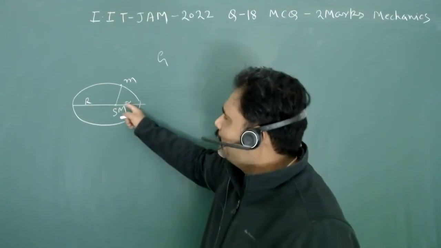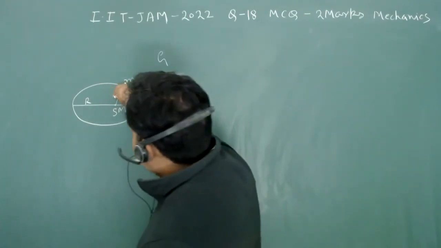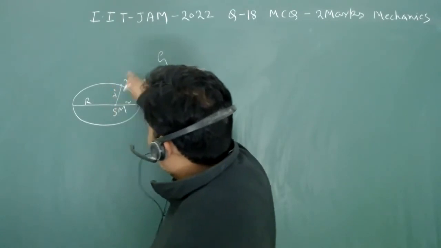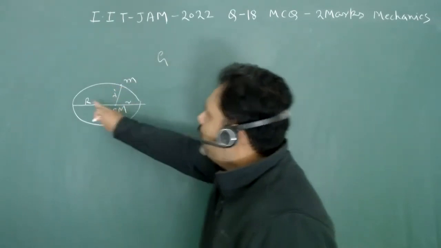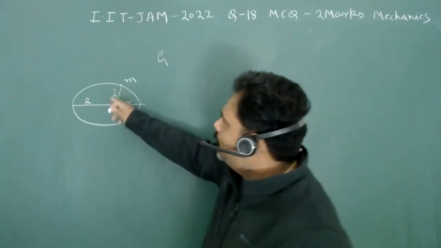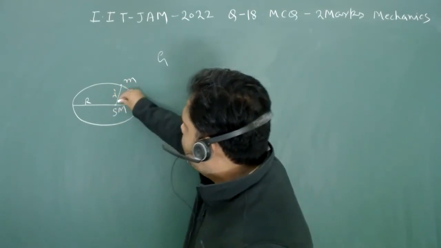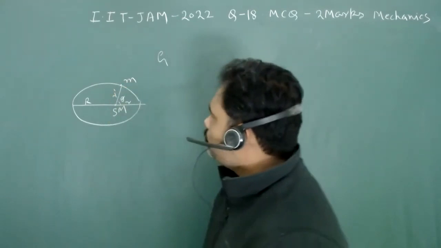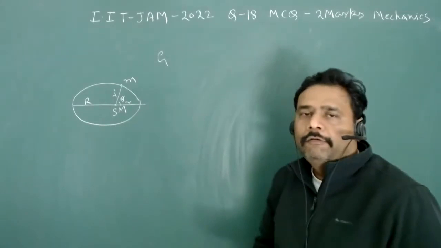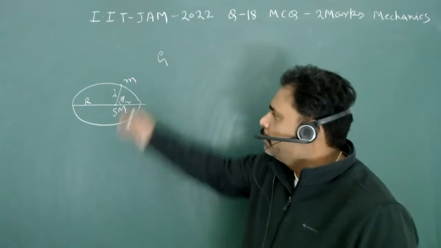So here small r is just a variable given in the problem. So we can assume that this is my r dash, that is my variable. Small r and capital R are basically parameters of this particular ellipse. So we have any arbitrary point, we can say that this is r dash and theta. So what we have to do is calculate the angular momentum of this particular planet.